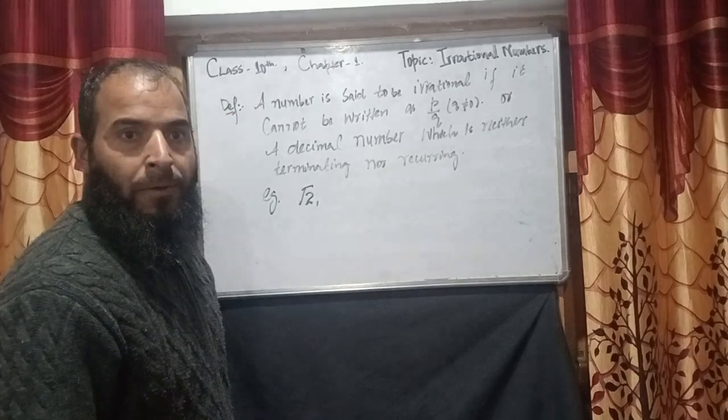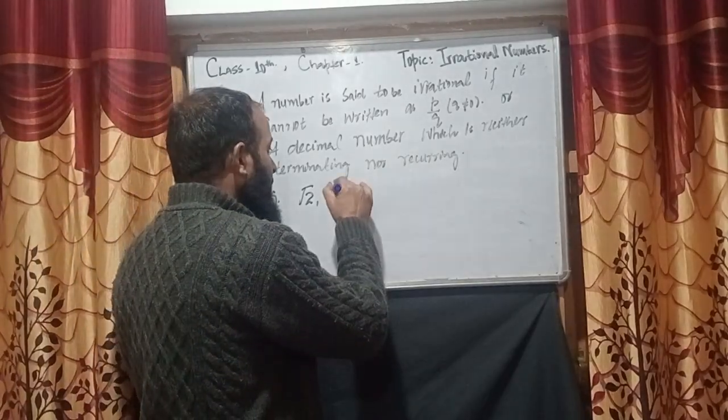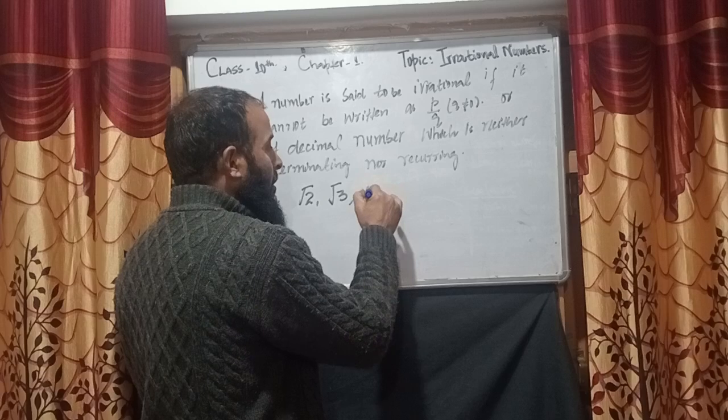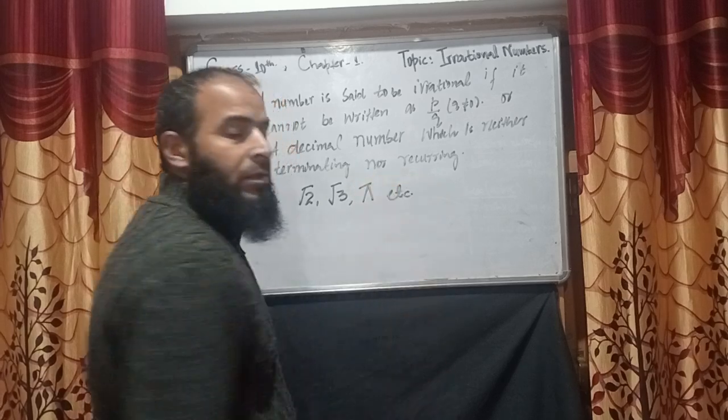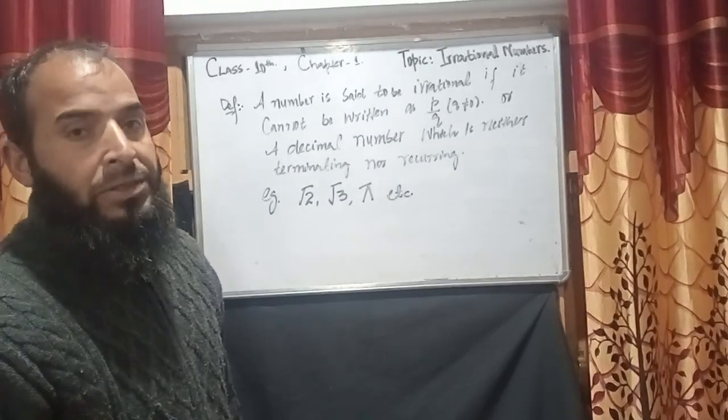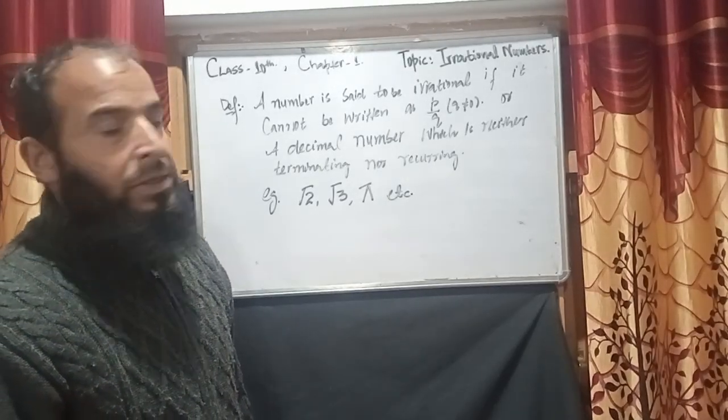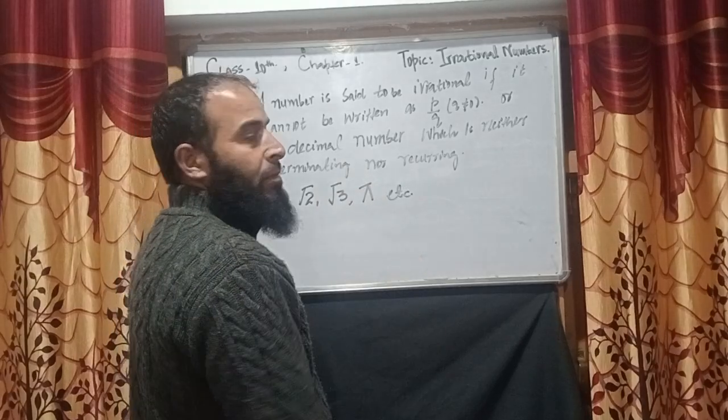For example, we have √2, √3 or pi. These are known as irrational numbers.